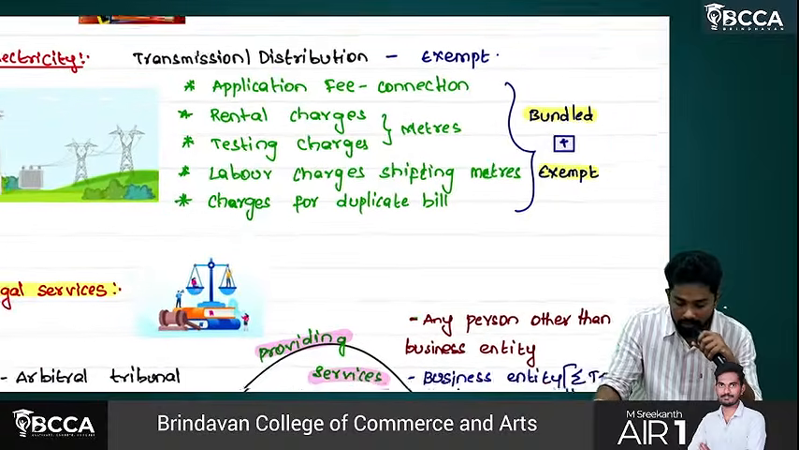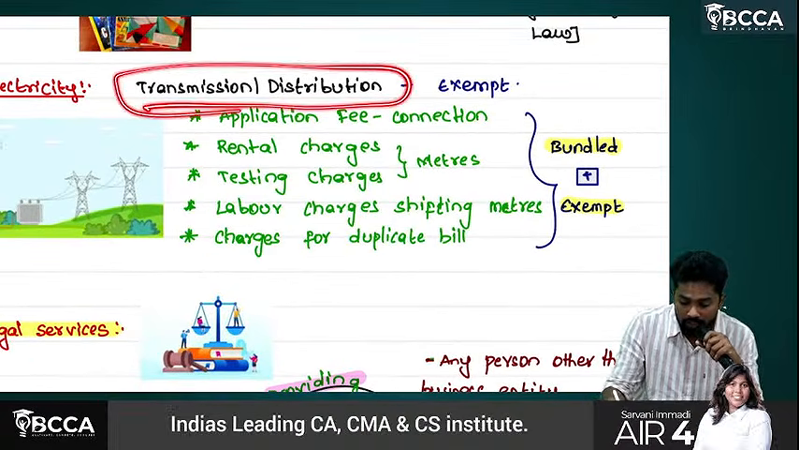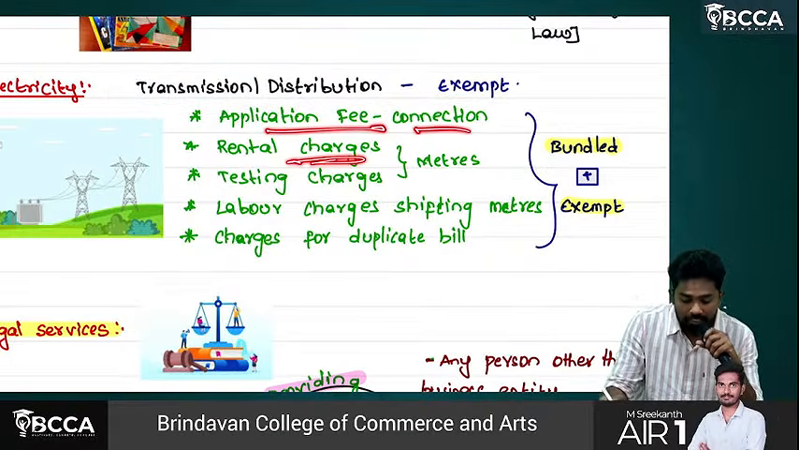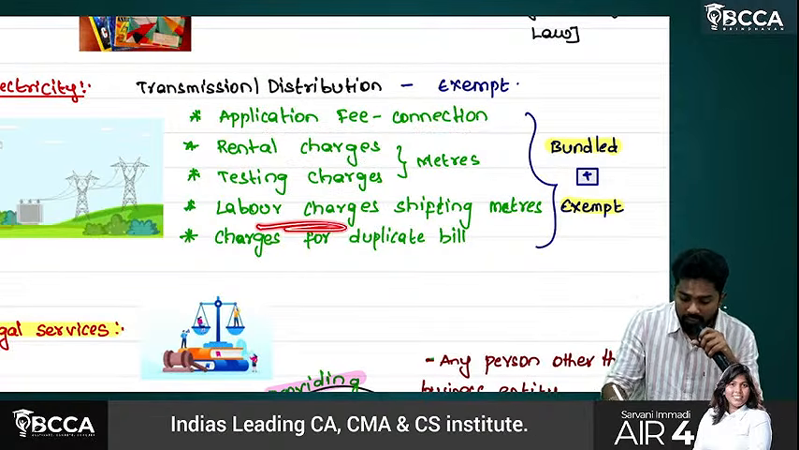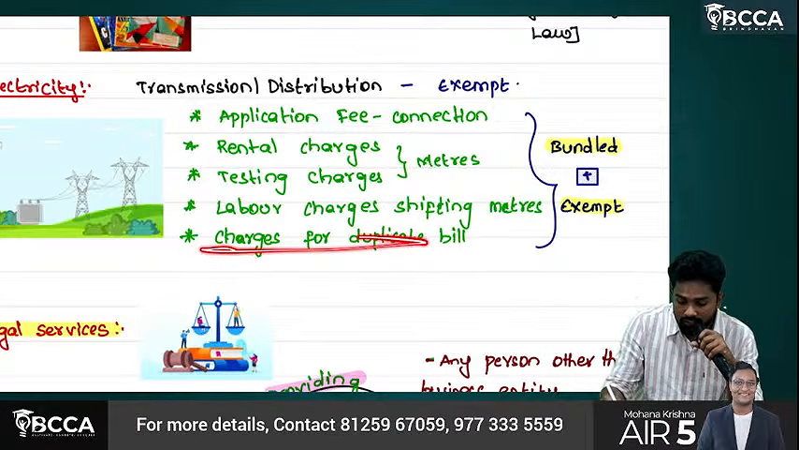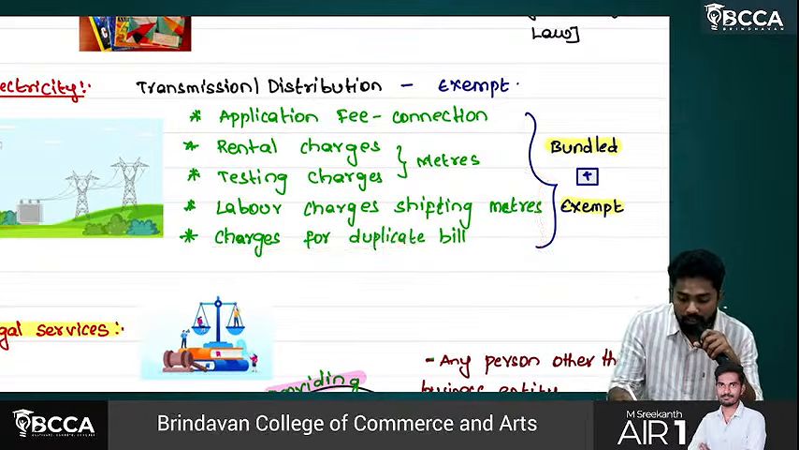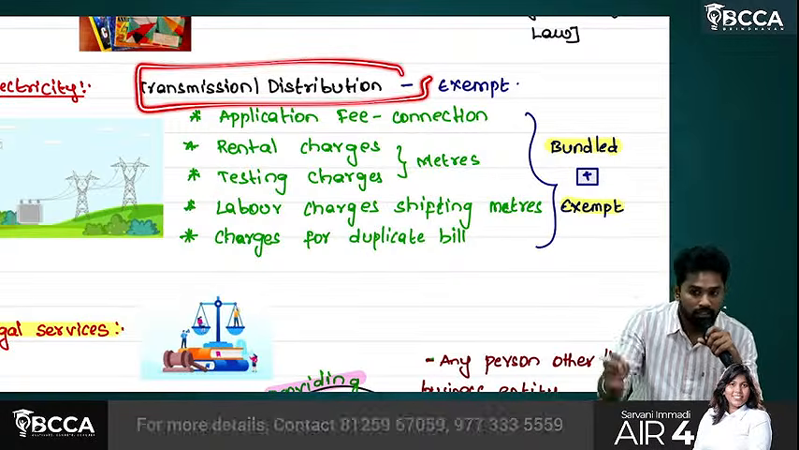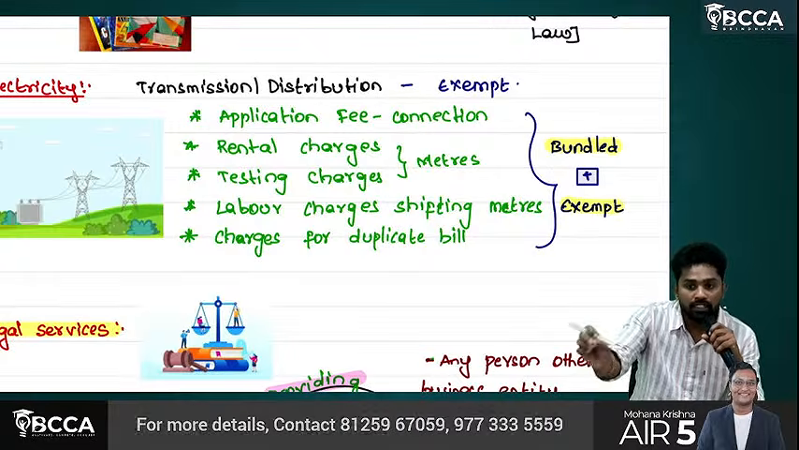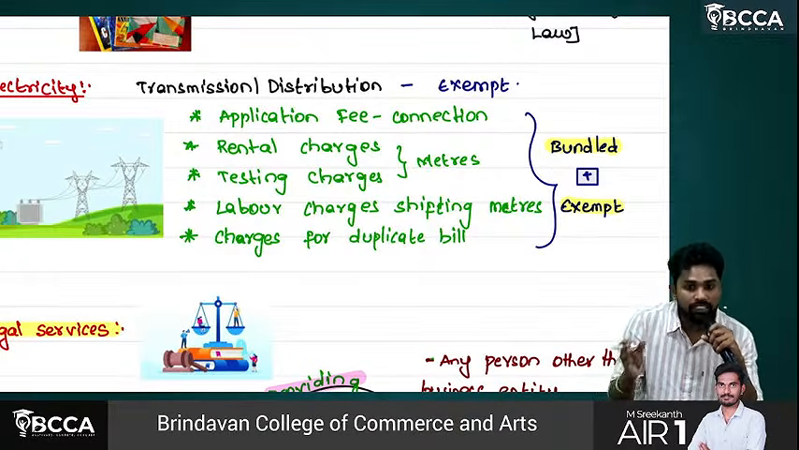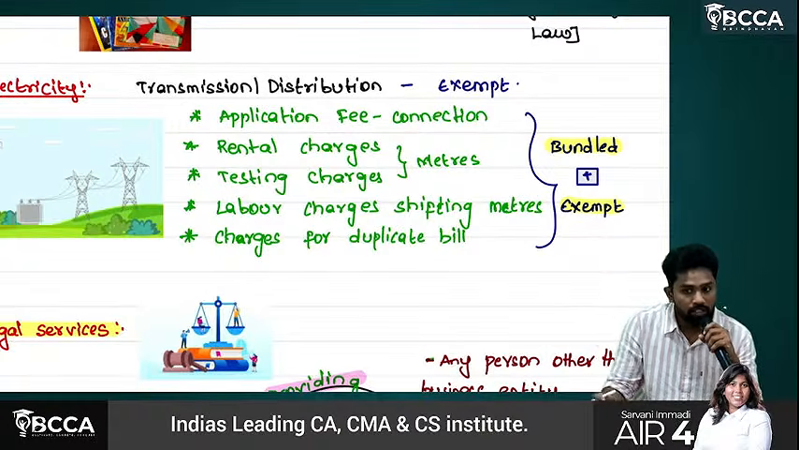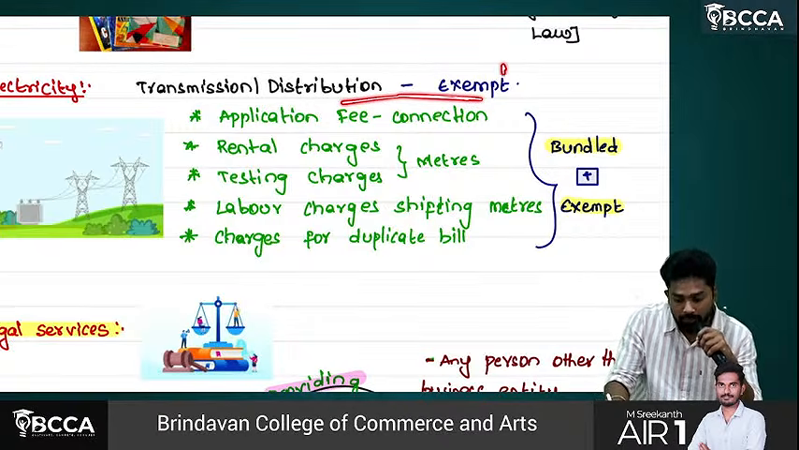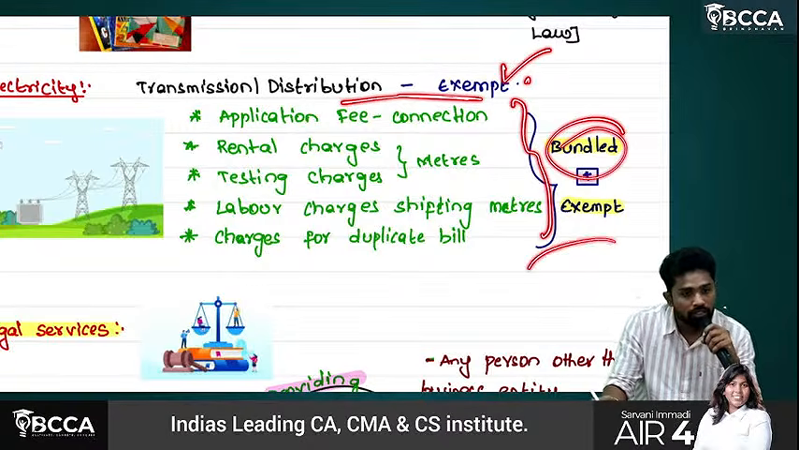Okay. Then electricity. Transmission and distribution of electricity is what? Exempted. And then any application fee for connection, rental charges, testing charges, labor charges for shifting meters, charges for duplicate bill, all these are also related to what, sir? Transmission, distribution of electricity. So the main service is what? Electricity supply. The incidentals are like application fee, rental charges for meter, shifting meters, duplicate bill fee. All these are bundled, incidental to the main supply. Since the main supply is exempted, these incidentals are also exempted.